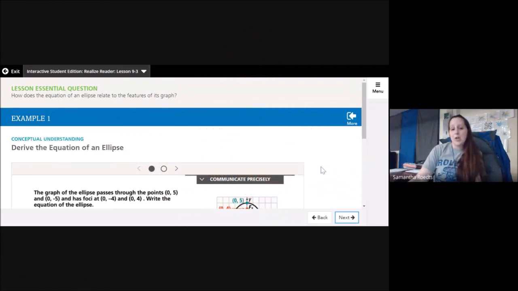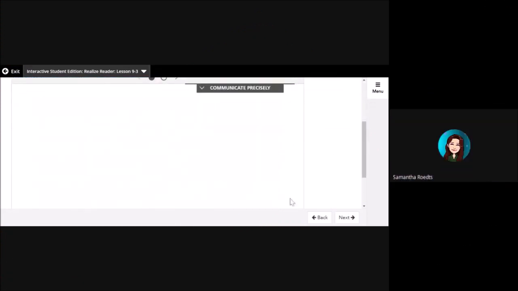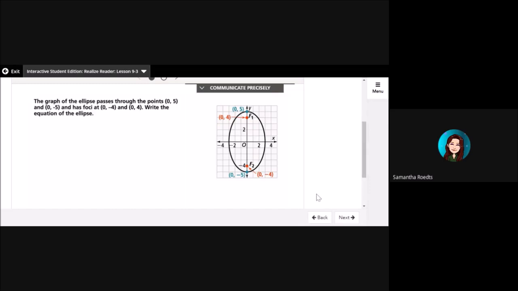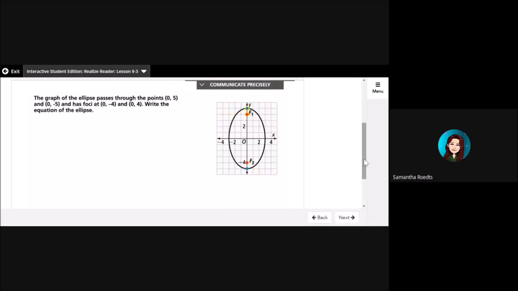Example 1, derive the equation of an ellipse. The graph of the ellipse passes through the points 0, 5 and 0, -5 and has foci at 0, -4 and 0, 4. Write the equation of the ellipse. Notice that the point 0, 5 lies on the ellipse and that it is 1 unit from the focus, 0, 4. Point 0, 5 is 9 units from the focus, 0, -4. The sum of those distances from the point 0, 5 to each focus is 10.